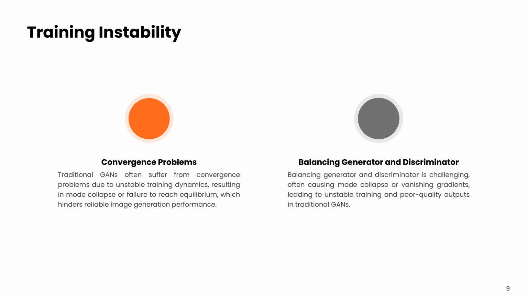Diagnostics and evaluation matter as early warning systems. In addition to qualitative inspection, we rely on metrics that track both realism and diversity.